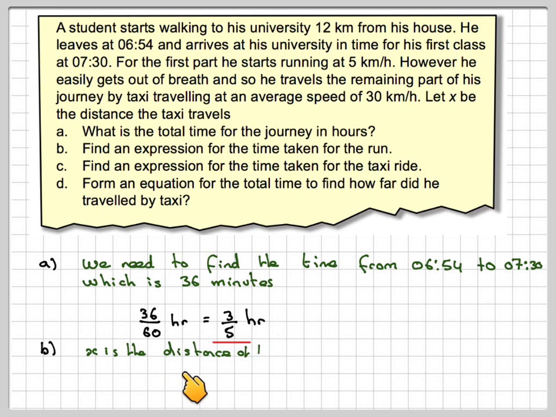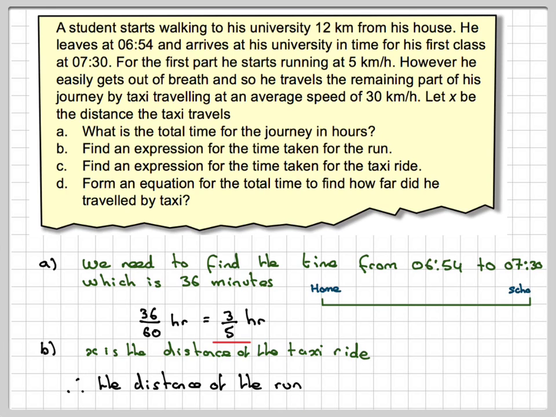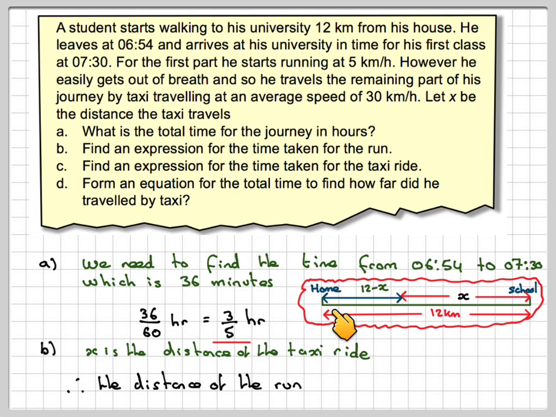B. X is the distance of the taxi ride. Therefore, the distance of the run: if this is home, this is school, this is 12 kilometres. So if X is the distance of the taxi ride, then if this is 12, this distance here will be 12 minus X.